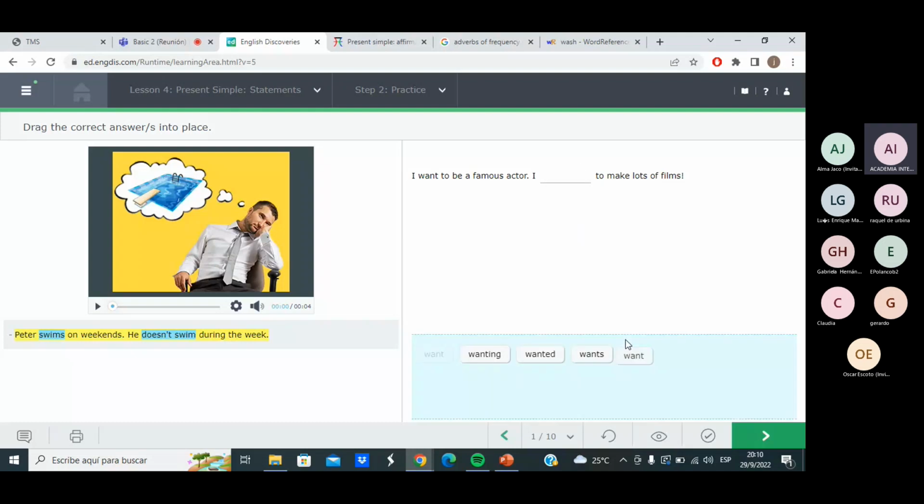Because if I use I wants, that's not correct because I'm not talking about third person. And if I use I'm wanting, this is present continuous, but we are not talking about the present continuous. We are in the simple present, and that's why this is the best option. I want to make lots of films. Yeah.